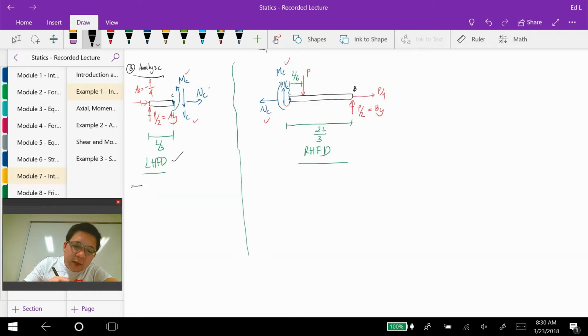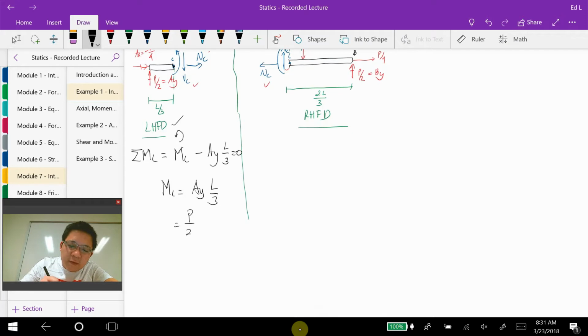When I take the sum of the moment at C, which is this point right here, I have MC. It has a positive sign because it's counterclockwise. And then I have negative AY times L over 3, which is the distance to C, and set this equal to 0. I will obtain that my MC is equal to AY times L over 3. My AY is P over 2 times L over 3, which is PL over 6.